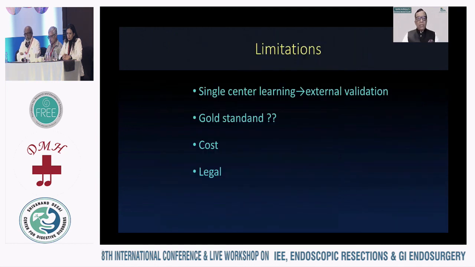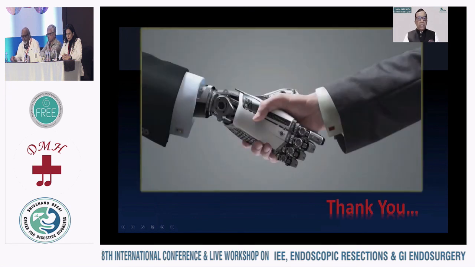Now, what are the limitations of artificial intelligence? Single center learning in most of the studies, so we need external validation, which I talked about. We still don't have a gold standard for some of the parameters. There are issues related to cost and legality. But artificial intelligence is here to stay, so it's always good to shake hands with this new technology.